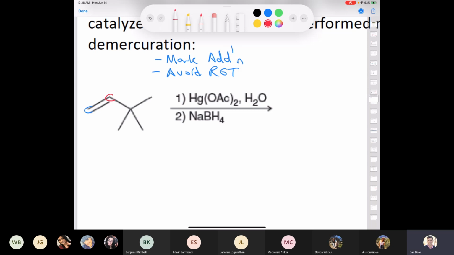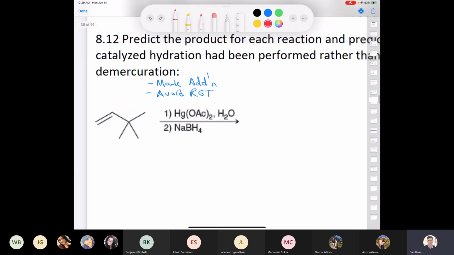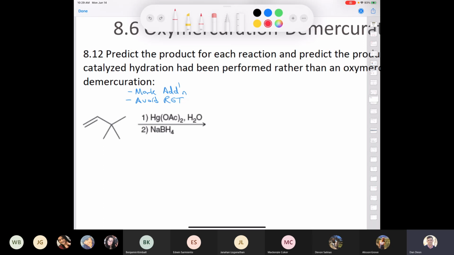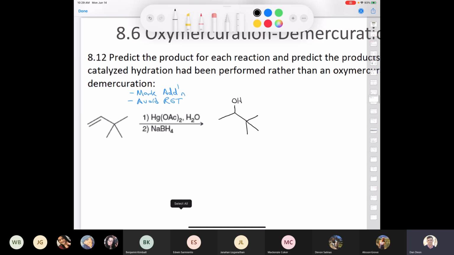The one in blue? Absolutely, Bruna. 100%. Yes, absolutely. All my students are 100% correct. The answer is it's the one that was in blue. So let's just write out the product. We don't have to take a lot of time to do it. We have our tert-butyl group over here, and we have our hydroxyl there. Done. Markovnikov addition, nothing to it.